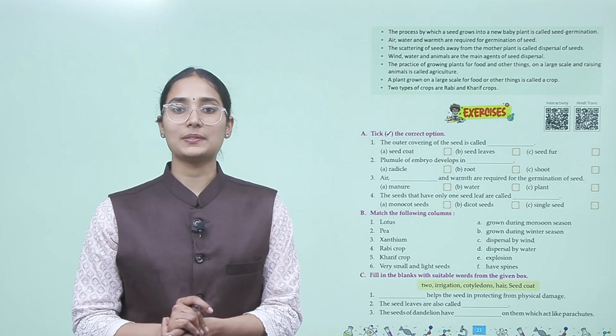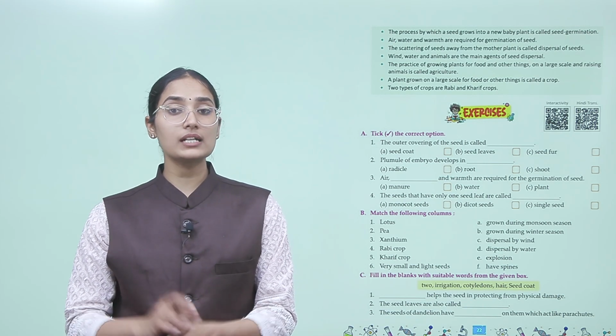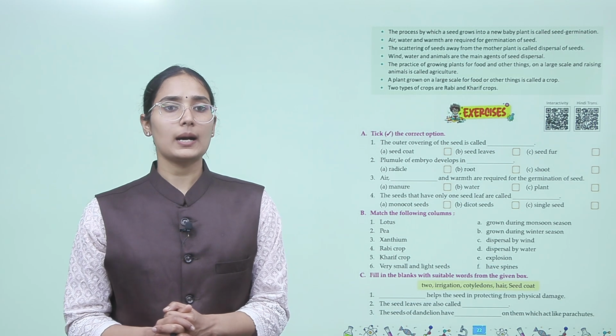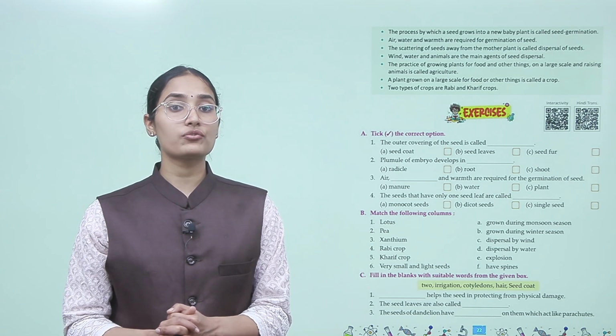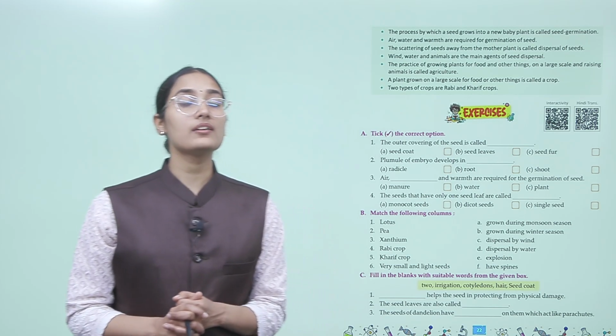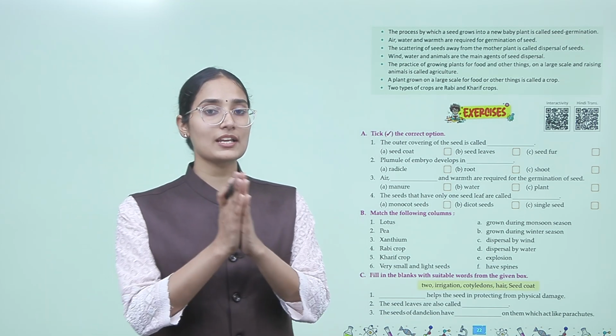of seed dispersal. The practice of growing plants for food and other things on a large scale and raising animals is called agriculture. A plant grown on a large scale for food or other things is called a crop. Two types of crop are Rabi and Kharif crops. Now, students, let's get to the exercise of this chapter.